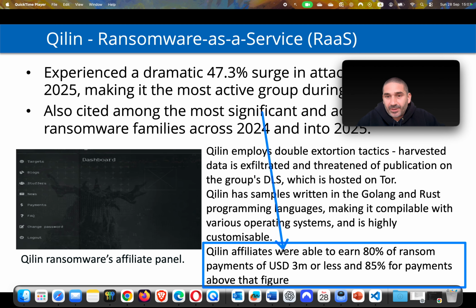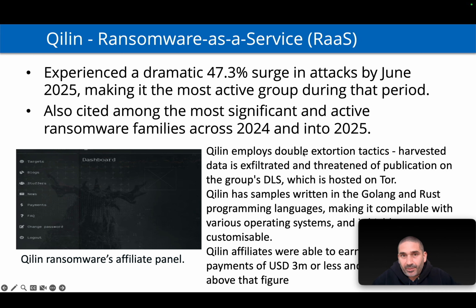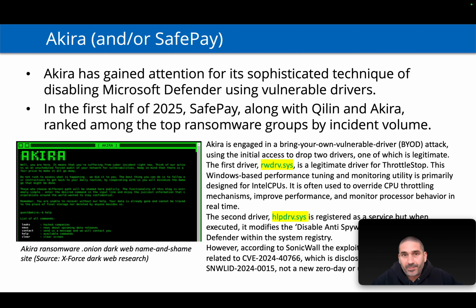So Killin affiliates, where this is reported by Killin themselves, were able to earn 80% of the ransomware payments if it's 3 million USD or less, and even higher, 85% of the payments above that figure. So 80 and 85%, it's a significant success rate. We must agree that ransomware is becoming a problem because it's a form of employment in a way. Hackers can earn money. If you're building other types of viruses, you won't necessarily get payment unless it's a zero-day exploit that you can sell on the dark web, on Tor.